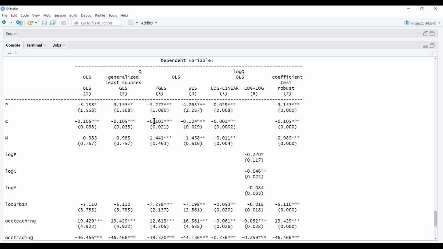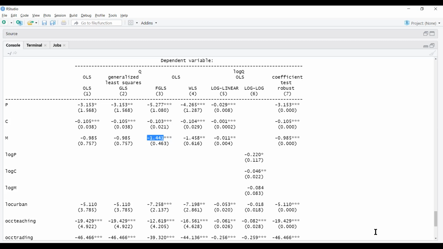But from the little I am seeing here, I'm going to take the feasible GLS and compare it with the rest. Now look at the feasible GLS, look at the income. Income is higher for all of them. The weighted least square is good comparatively with the coefficient. When I say higher, I mean higher in absolute terms.